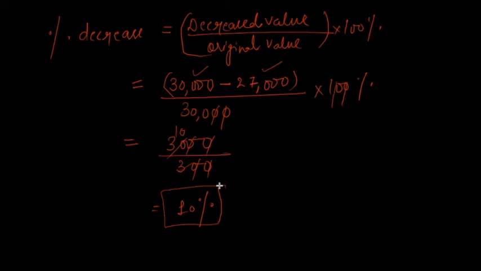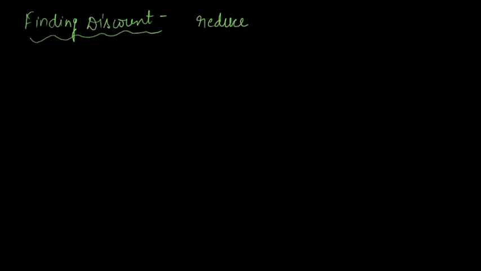Now I will be explaining the next topic of this chapter, which is finding discounts. First thing, the word discount is very interesting. Everyone likes to have a discount on items, right? We look for sales, we look for discount prices. So what is discount basically? Discount is reduced price, reduced price on the marked price. When the price has been reduced, there is a reduction in price.